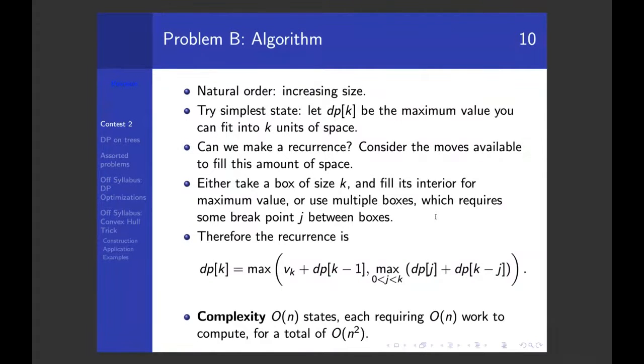Complexity: order n states, requiring constant here, order k, that is order n here, because k is less than n. So a total of n times n, order n squared. N is 5,000, n squared is 25 million. We're all good.